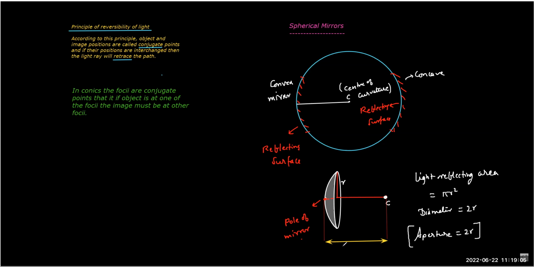So this is called the radius of curvature. This is the center of curvature. And because we have a point called pole and a center of curvature, from any two points, how many lines can pass? Exactly one. So the line which passes through these two points is called the principal axis of the mirror. This is called the principal axis.